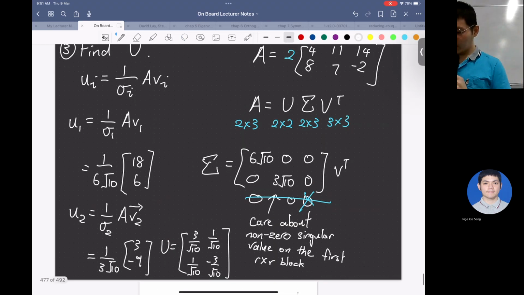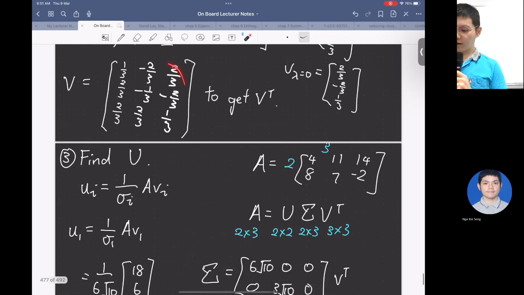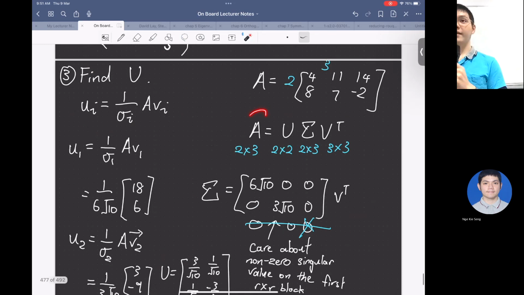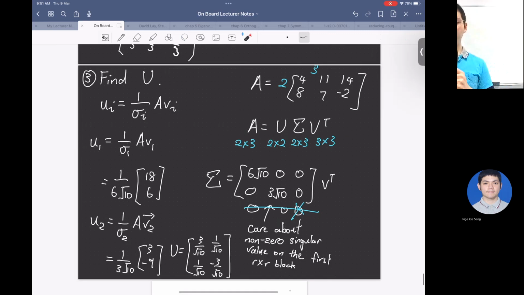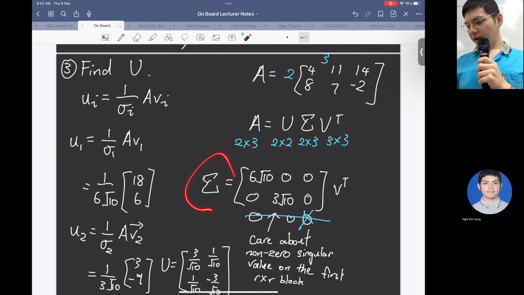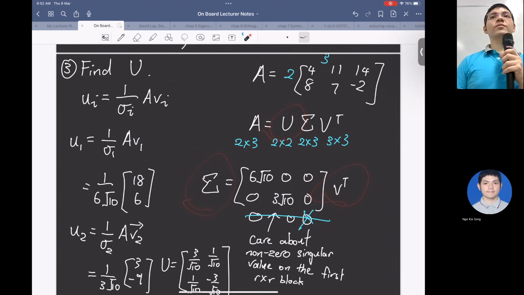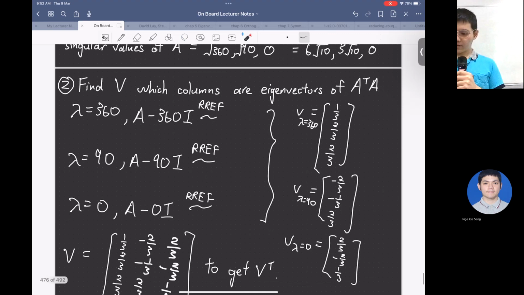So the claim is if you put this U, put the sigma, put the VT together and multiply together, it is your A. Even though it's not a square matrix. Any question on this process here? Do you have any questions on how to find sigma, how to find V, how to find U? Any question on this 3-step here?